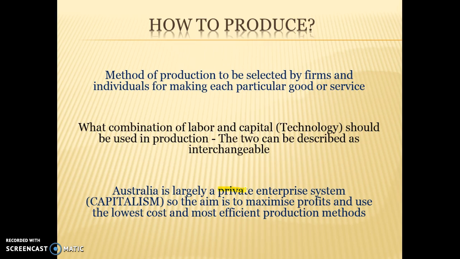So in simple terms, businesses are going to use whatever combination of labour and capital that generates the highest amount of profit. So if it's more efficient for them to use capital, they will use capital instead of labour. If it's more efficient for them to use labour, they will use labour instead of capital. It's as simple as that.